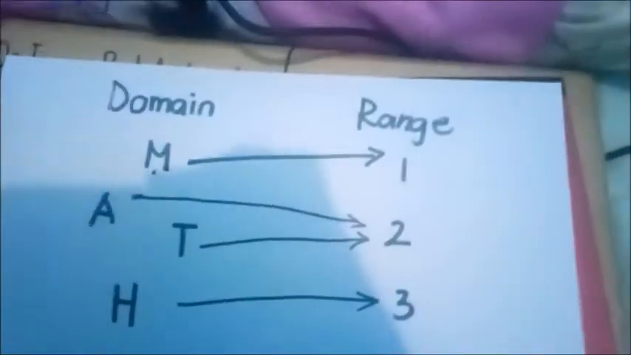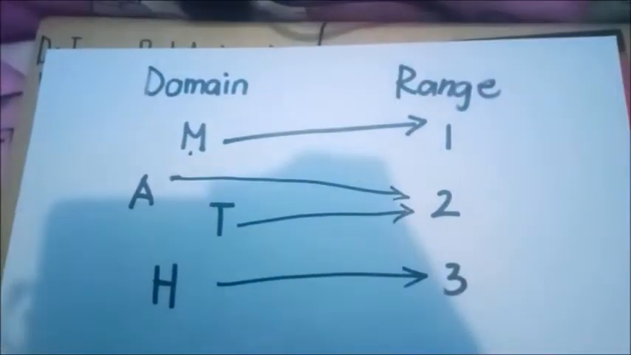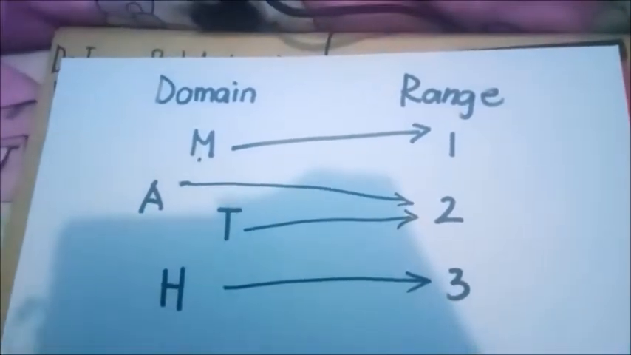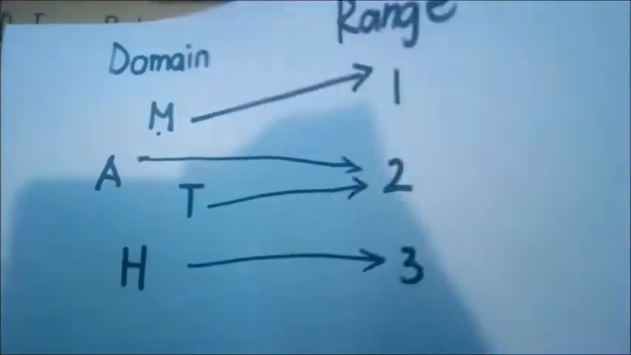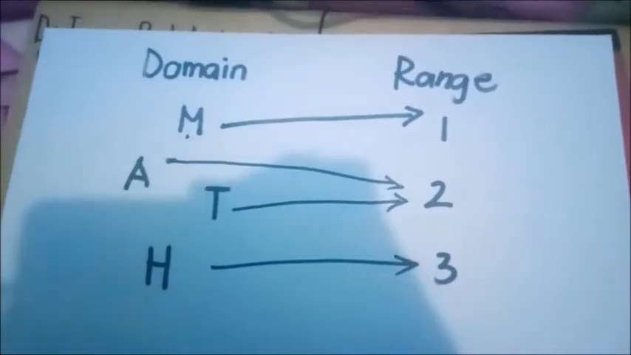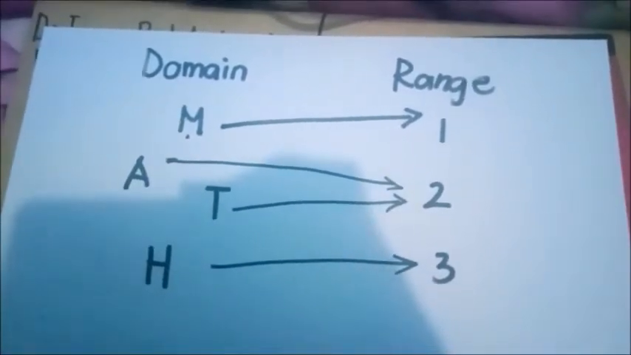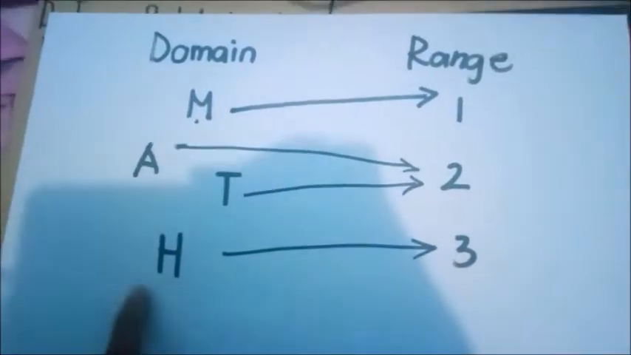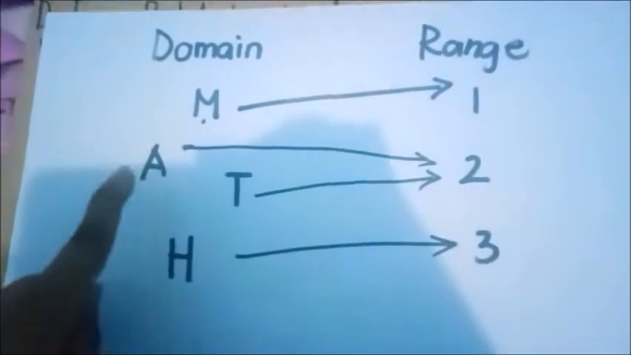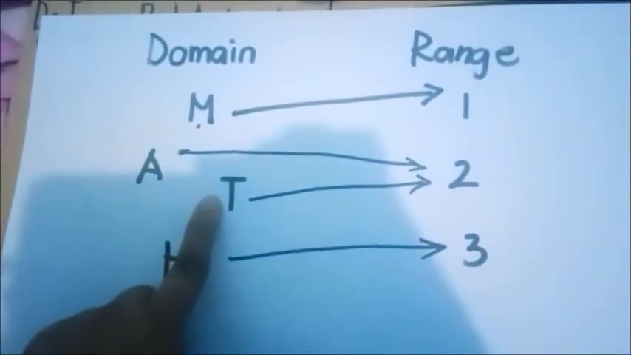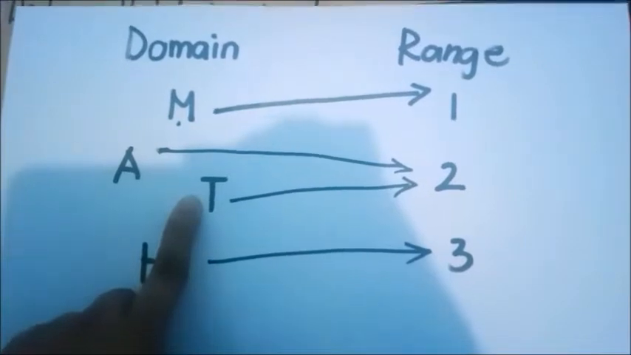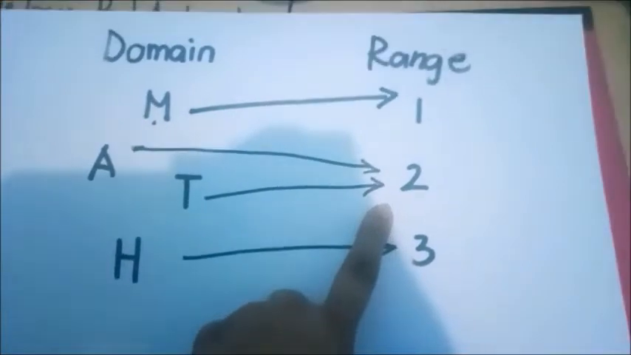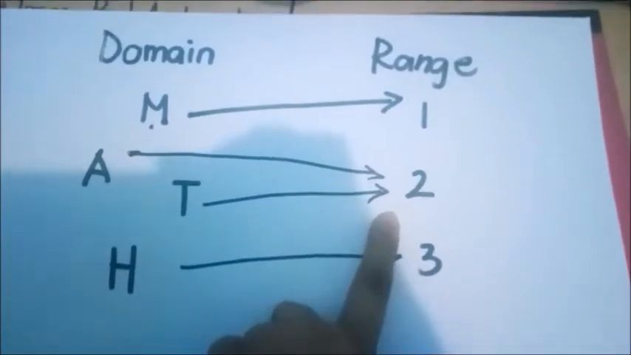So this relation is represented by a mapping diagram. We match each item in the domain with the element in the range. In the diagram, it shows that the first element must be the domain. So we have A and T paired twice with 2. This relation is known as many to 1.